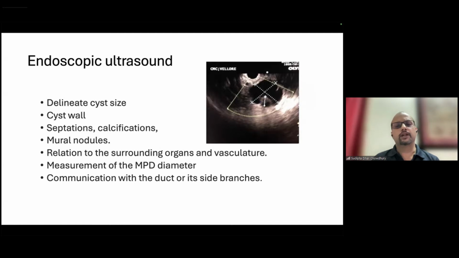The primary purpose of endoscopic ultrasound is to delineate the cyst size, to characterize the cyst wall, identify septations and calcifications, look at mural nodules, the relationship of the cyst with adjacent organs and vasculature, communication with the MPD, and measurement of MPD diameter.